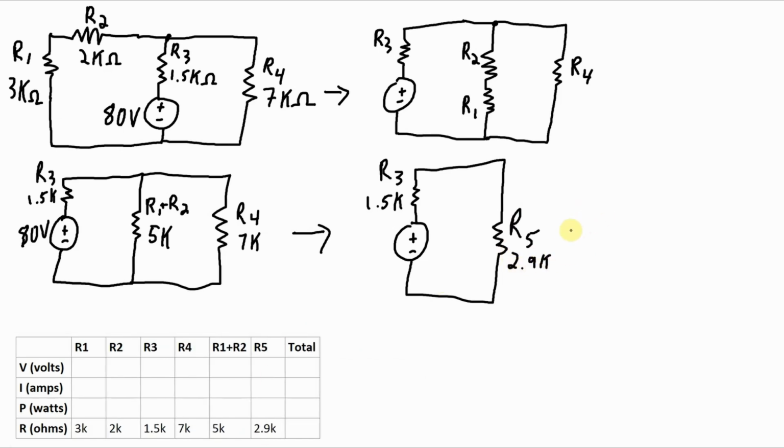And one last step to do here, combine R3 and R5, or at least one last step in figuring out the total equivalent resistance. I'm just going to call this RT for total. And so that'll be the 2.9K plus 1.5K.